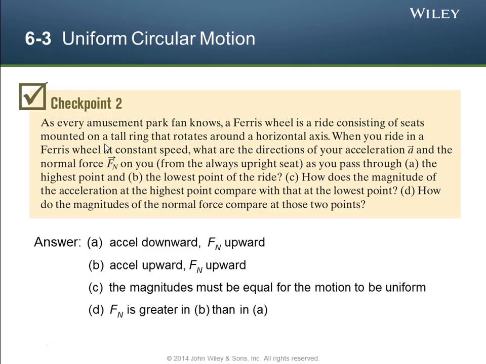So I want you to pause the video and try this checkpoint here. You have the answers provided, so read through it and check your answers at the bottom.